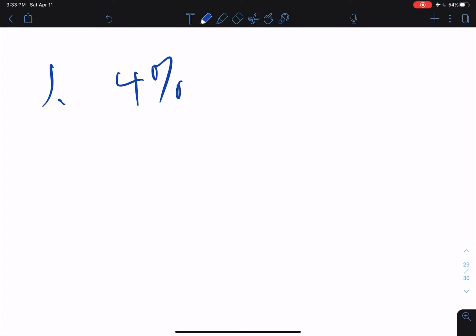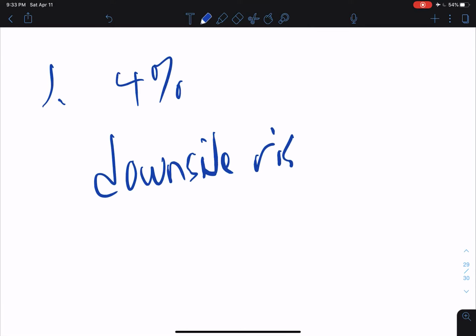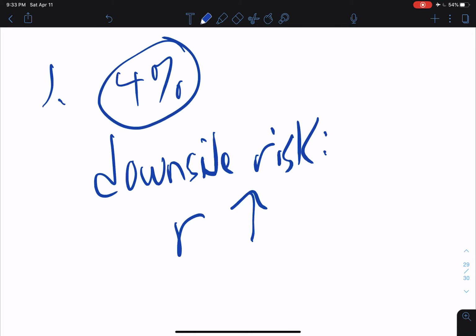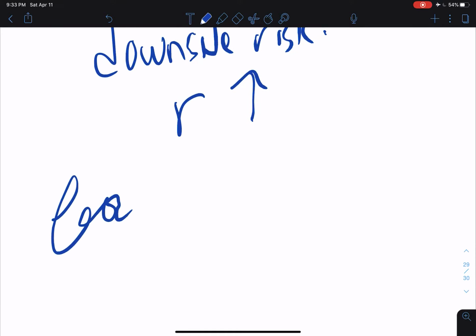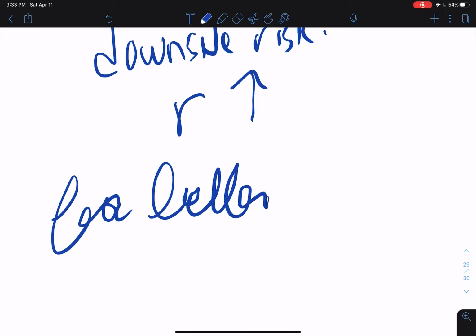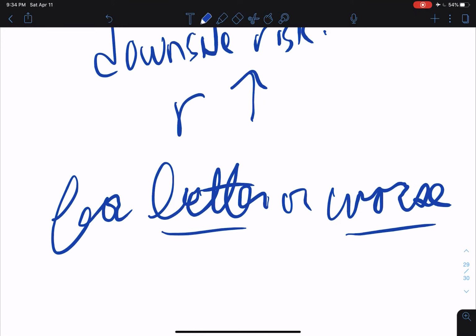Your downside risk in this circumstance is that interest rates increase. That's your downside risk. Right now they're 4%, and you like 4%. 4% is good. So if you're willing to lock in a 4% rate for better or worse, that's the key with futures. You're locking in that rate for better or worse.